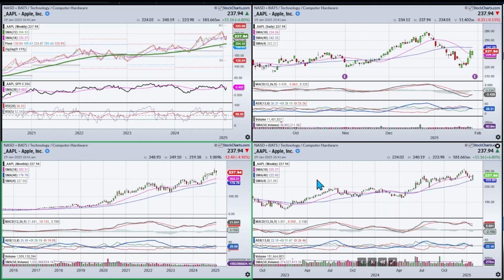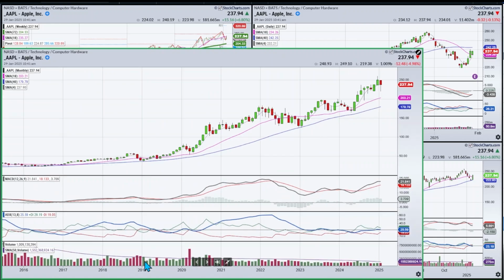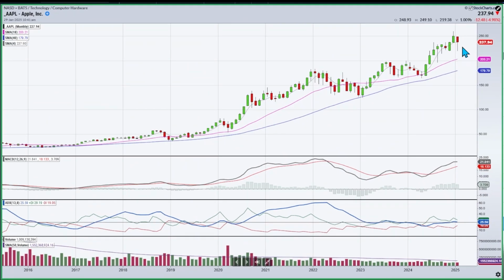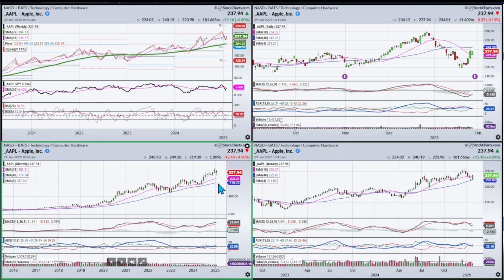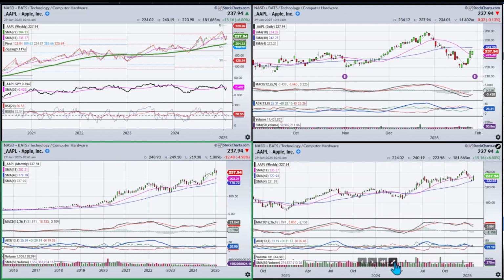Okay, let's look at Apple. So Apple on a longer term time frame is still okay. We've got a little bit of room where we can pull back and still be above its moving average support, which is in the low 200s. It's sort of sloppy though on the weekly.